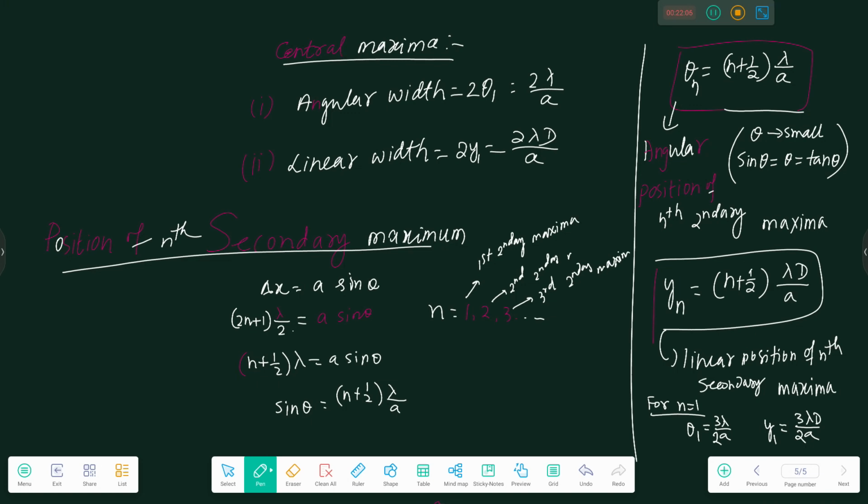Always remember, angular position does not depend on the distance between the slit and the screen. Whether D is 1 meter, 2 meter or 3 meter, it does not depend, but the linear position depends. So this is your diffraction. All these formulas you have to remember along with the picture. Any question asked, you can give the answer. I hope you understand. So thank you all of you.